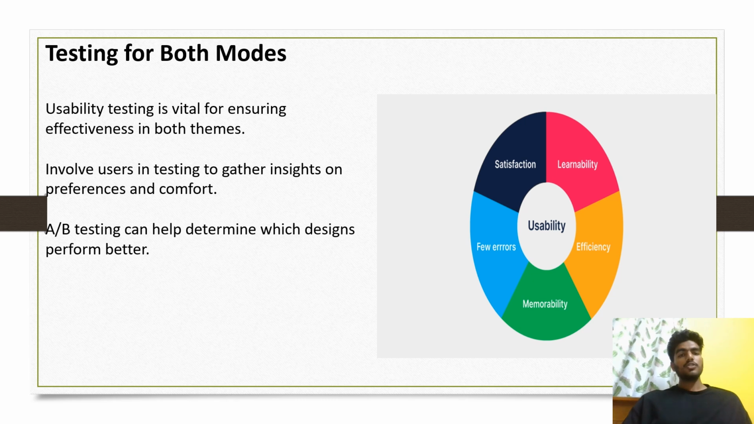Testing for both modes. Usability testing is vital for ensuring effectiveness in both modes. Involve users in testing to gather insights on preferences and comfort. A/B testing can help determine which designs perform better. Usability testing includes satisfaction, learnability, efficiency, memorability, and few errors.